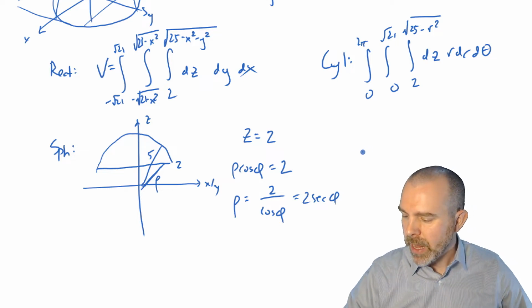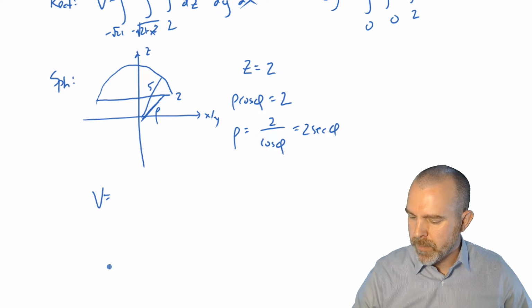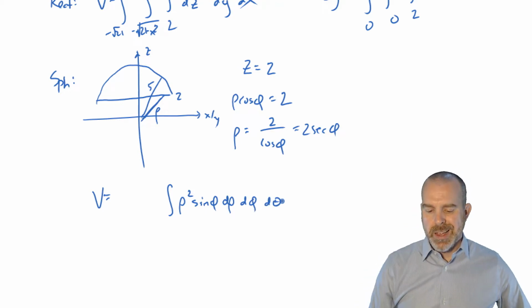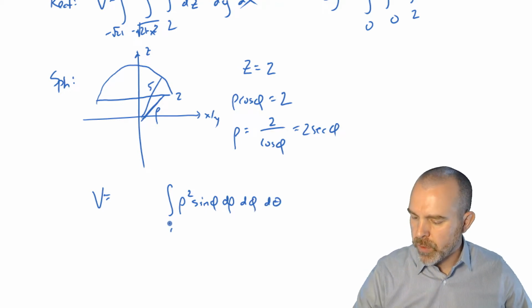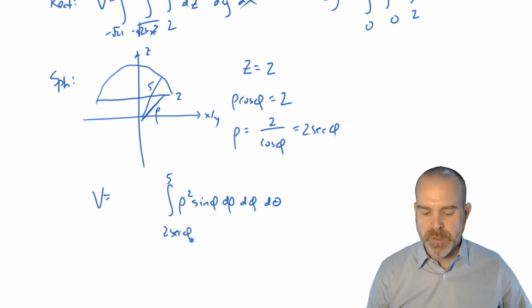So integrating here then, let's scroll down a little bit. We have rho squared sine phi, d rho d phi d theta. And rho will go from 0 to 5. No, not 0 to 5. We just did this analysis: it goes from 2 secant phi up to 5.